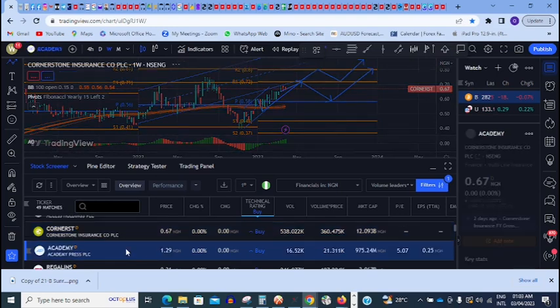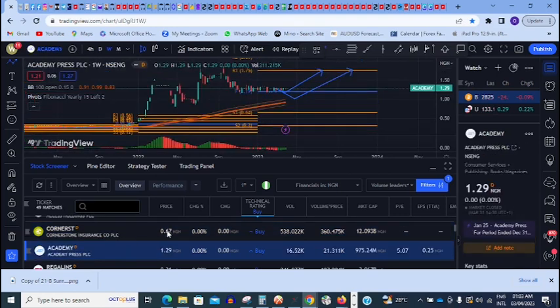Academic Press. I'll take this one the last. I like this Academic Press. This chart is still very valid. If you can get it at 1 naira 21 kobo, I see that the market can get to 1 naira 70 kobo.